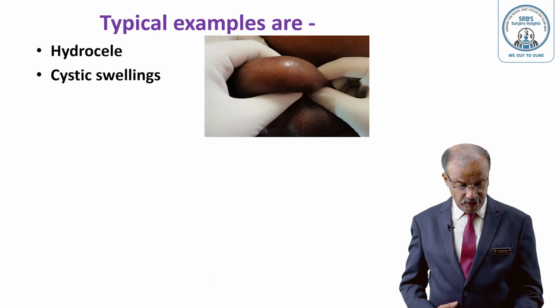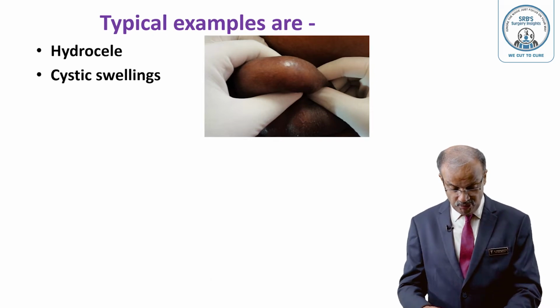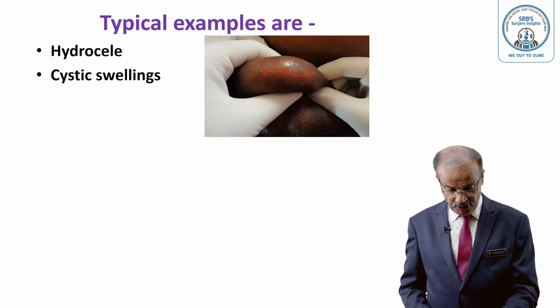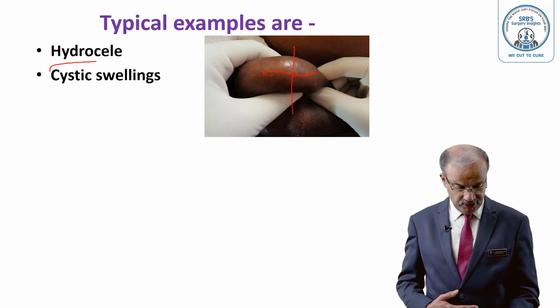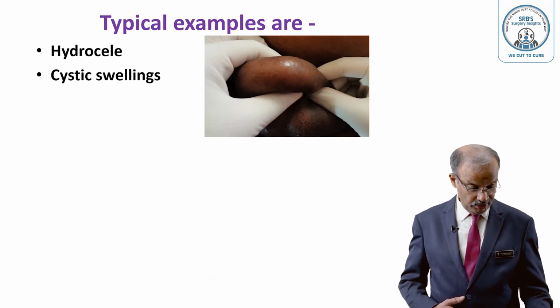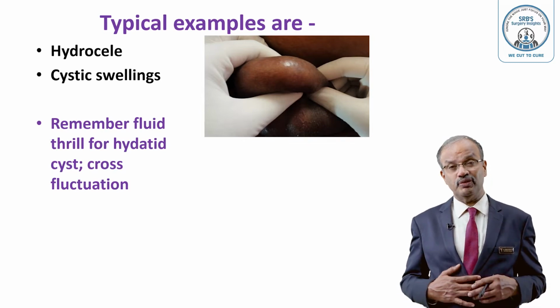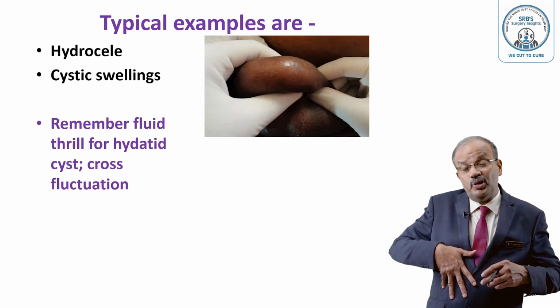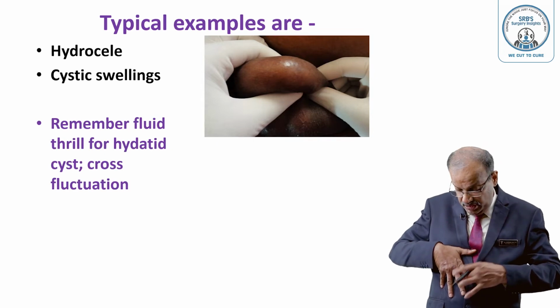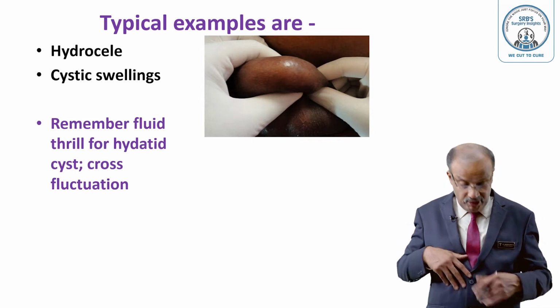Another typical example: hydrocele is fluctuant in two directions; elicit it in two directions. And all cystic swellings, whatever the type, are fluctuant. Also remember fluid thrill for a hydatid cyst. In an abdominal mass you can't elicit fluctuation, but with the three-finger test, fluid thrill is for a hydatid cyst only. Press it like this, and you will feel the fluid movement.